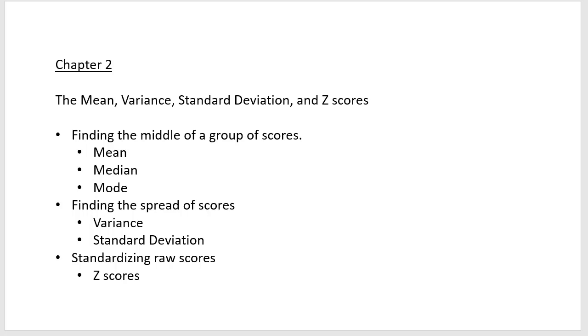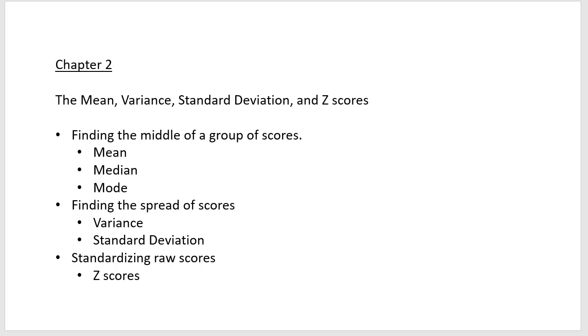When we're talking about finding the middle of a group of scores, we're talking about measures of central tendency. And we're going to focus on mean, median, and mode. When we talk about measures of dispersion, we're looking at finding the spread of scores, which is measured by the variance and the standard deviation.